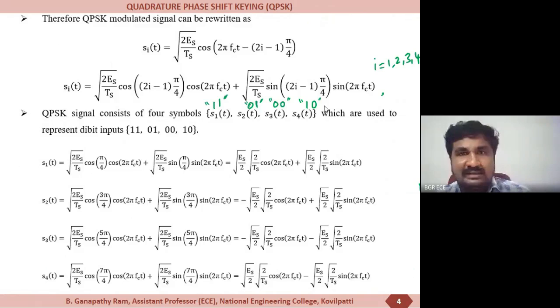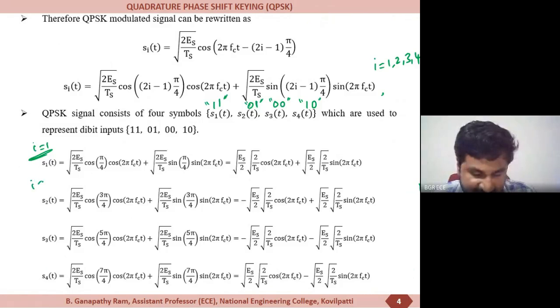And here we have used the Gray encoded dibit data for representing the series of symbols S1 of t, S2 of t, S3 of t and S4 of t. And the reason will be discussed under the signal constellation mapping. Now let us substitute the values of i from 1 to 4.